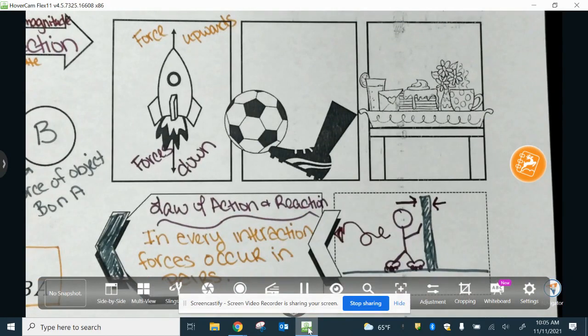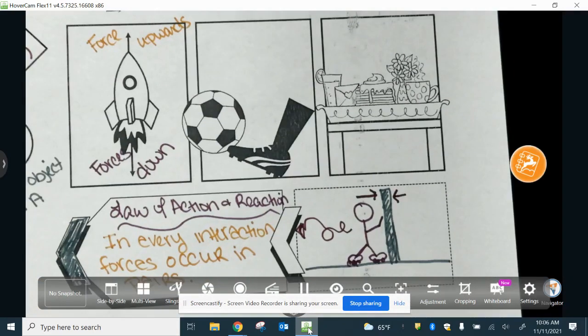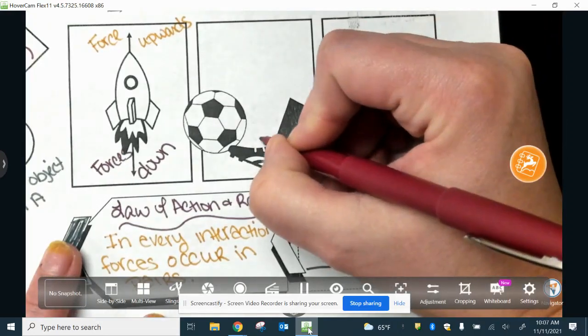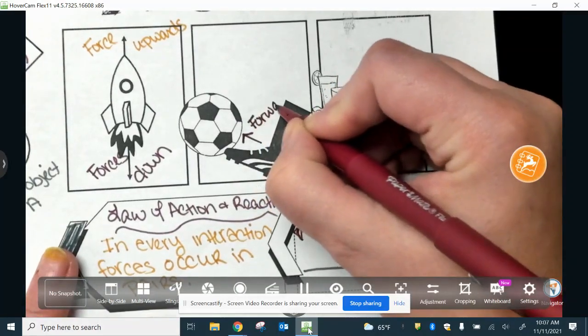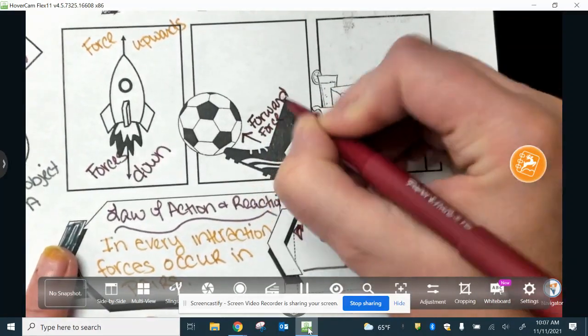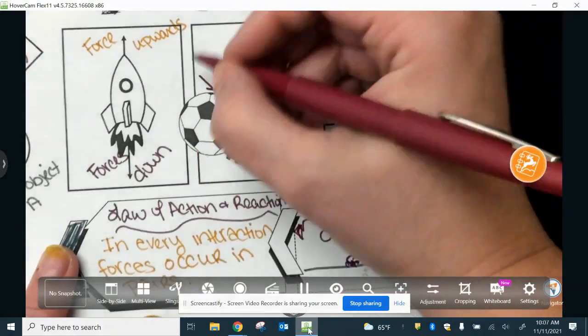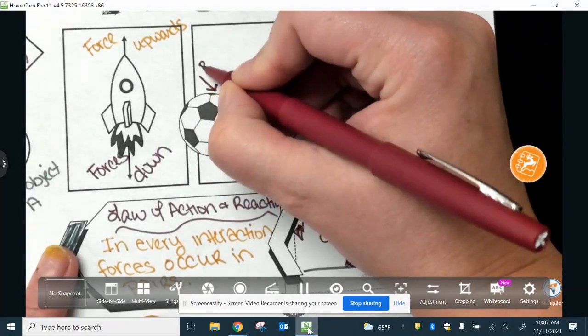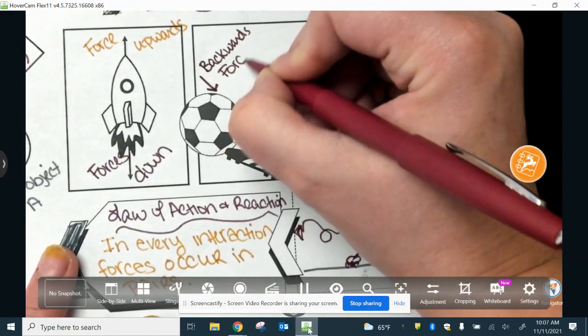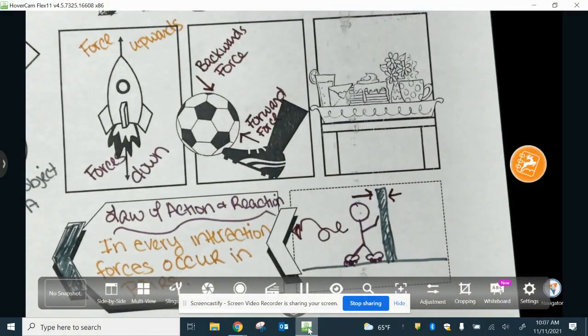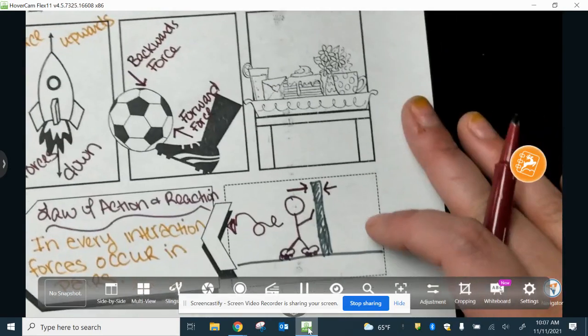All right, we have a football and a foot. The foot is applying a forward force on the ball. And the ball is applying a backwards force on the foot. Which is why you can feel the impact when you kick that ball. If you kick it super hard, sometimes it will hurt your foot if you're kicking it wrong. I'm not athletic, so I don't know the whole dynamics there, but I know I can hurt myself doing it.